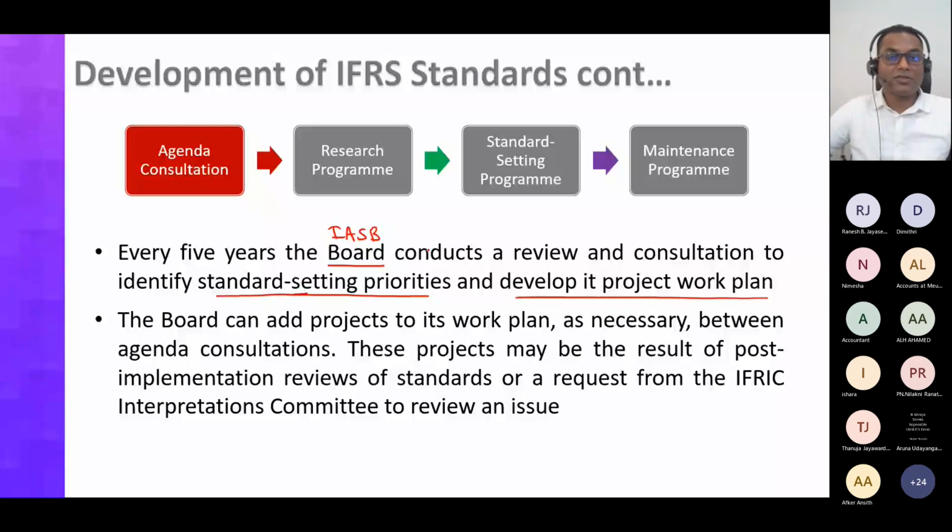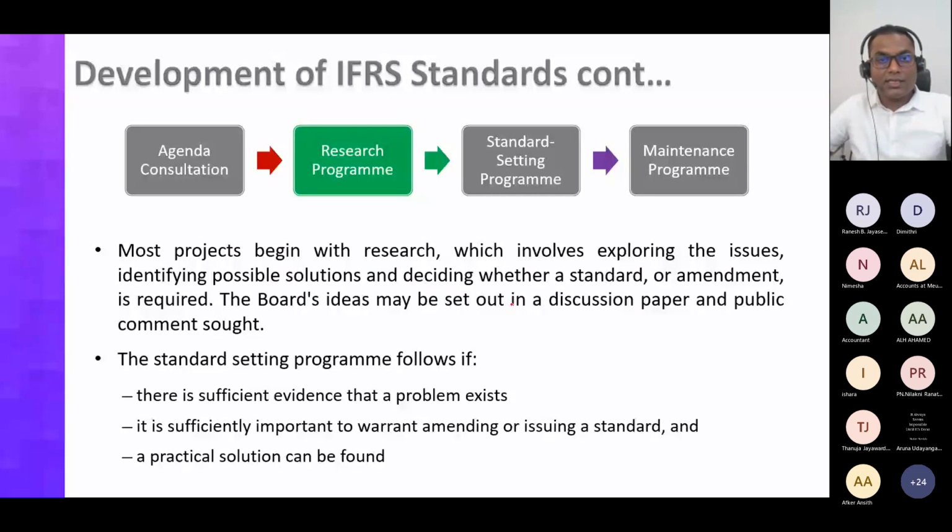But in between, 5 years is a long period. Depending on the requirement, they may add other items as well. But this is something that they follow every 5 years. Then the second stage is the research program stage, right? Now let's assume they identified these 3 areas. Out of that, if I select one area, financial instruments, they start with research.